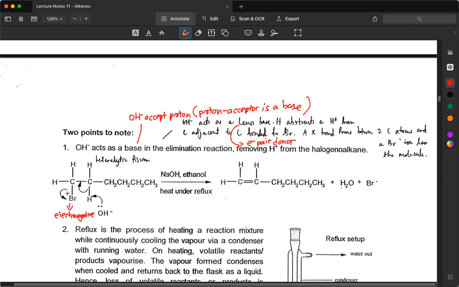So the bond between C-Br is broken and Br gains the electron from C, from this bond. So it gains back the electron and becomes Br minus. You gain back the extra electron.